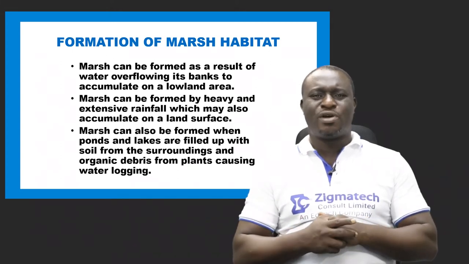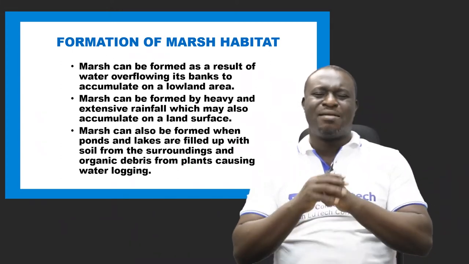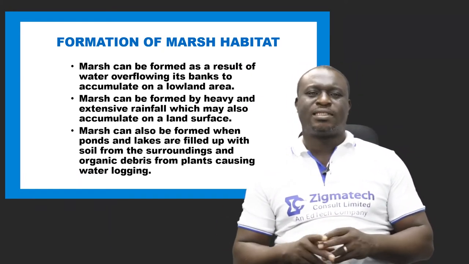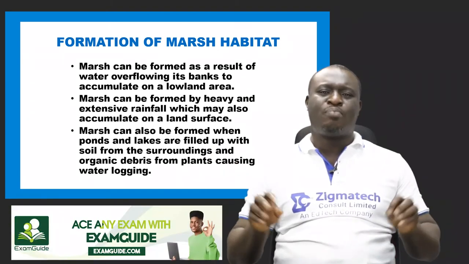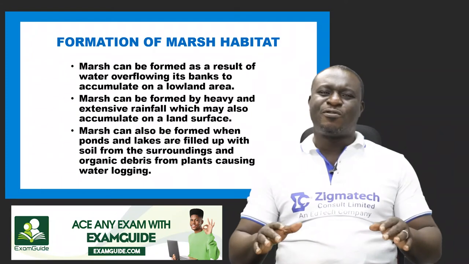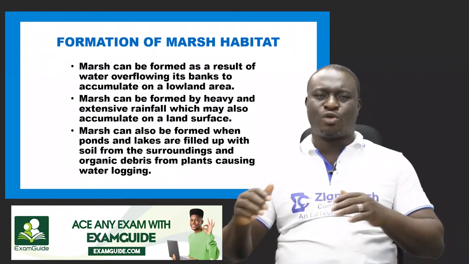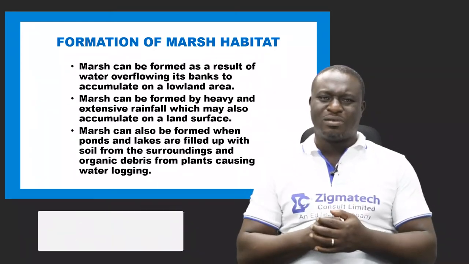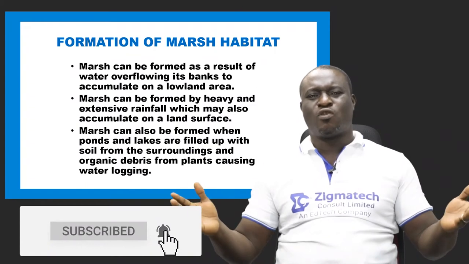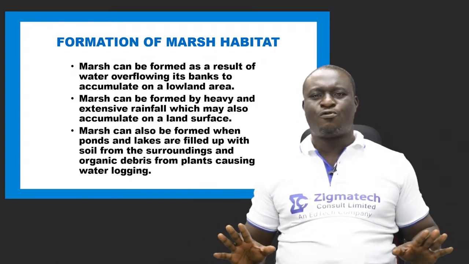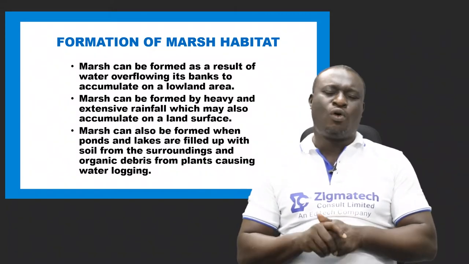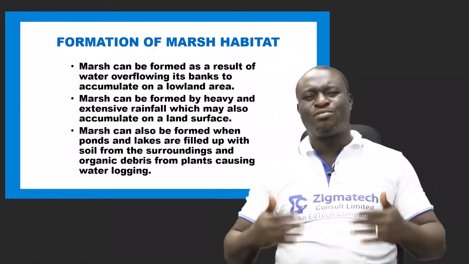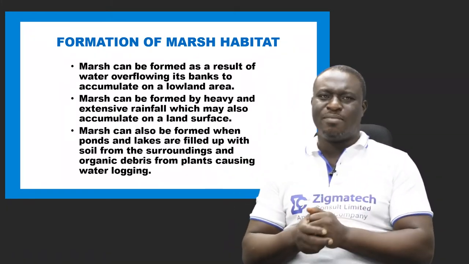That particular area can also be referred to as a marsh habitat. And number three way a marsh habitat can be formed is that marsh can also be formed when ponds and lakes are filled up with soil from the surroundings and organic debris from plants causing water logging. That is when organic debris, remains of plants and animals, fill up a particular pond or lake, and also soil particles fill up that particular pond or lake, it gives rise to the formation of a marsh, all right?